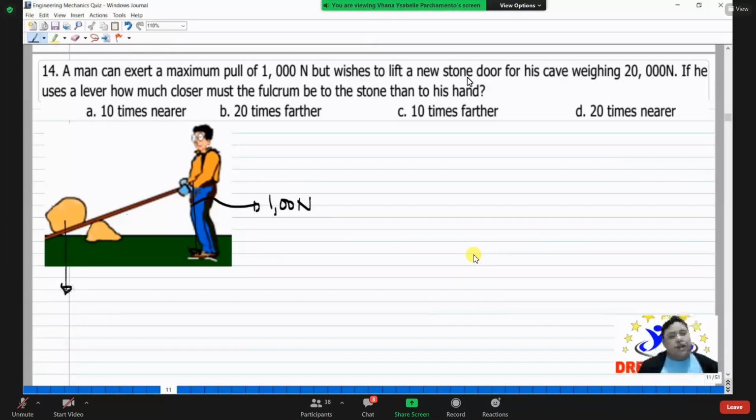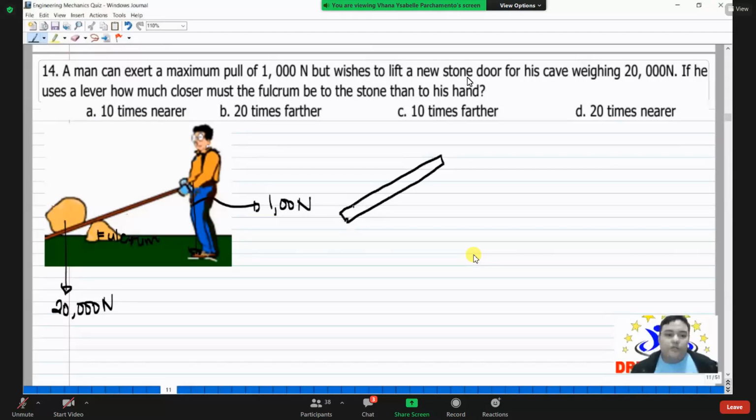So itong cave stone na to. So this is 20,000 newtons. So uses a lever, how much closer must the fulcrum? So yung fulcrum natin ito. So this is the fulcrum. Be to the stone than to his hands. So yun yung tinatanong. Ngayon, so i-ano lang natin, simple mas kasi ito.